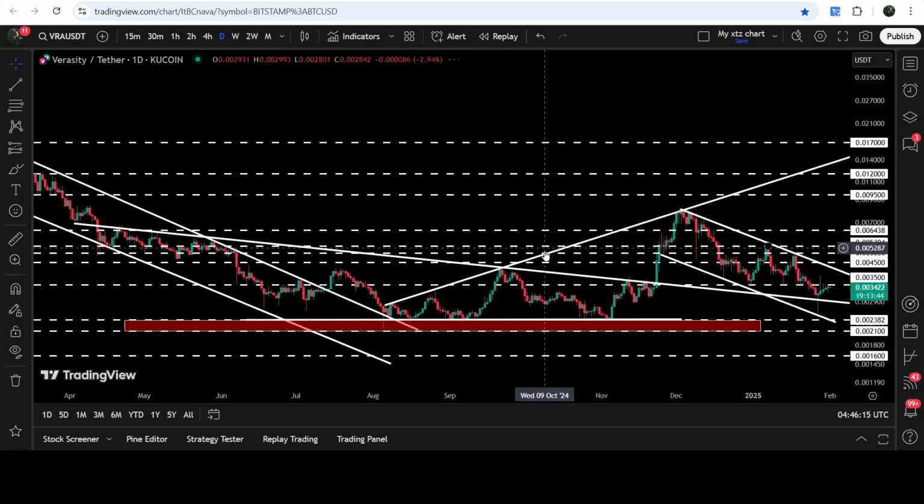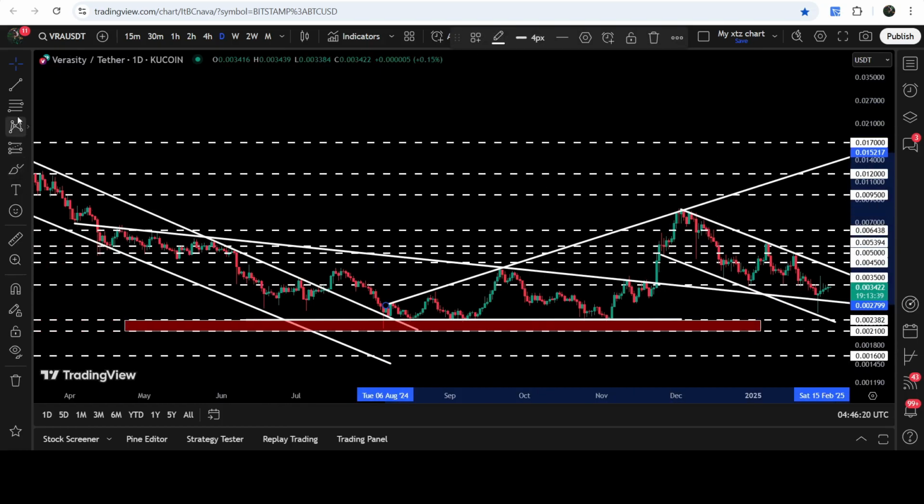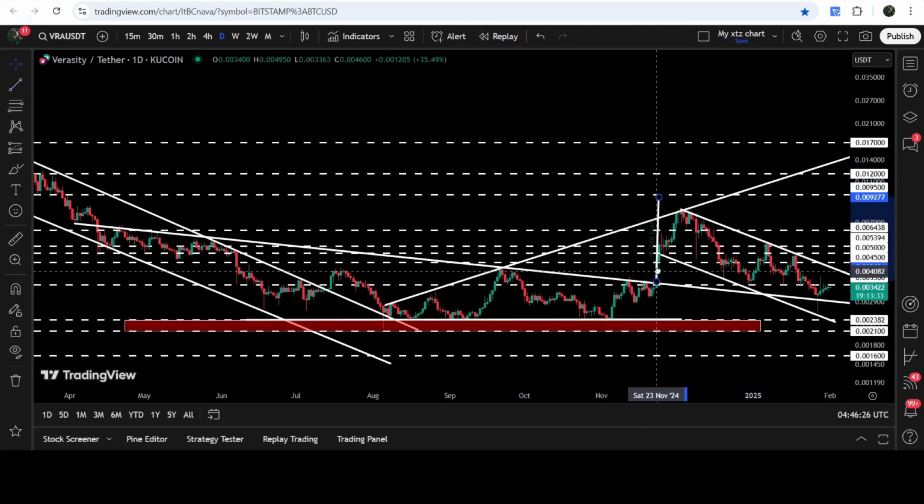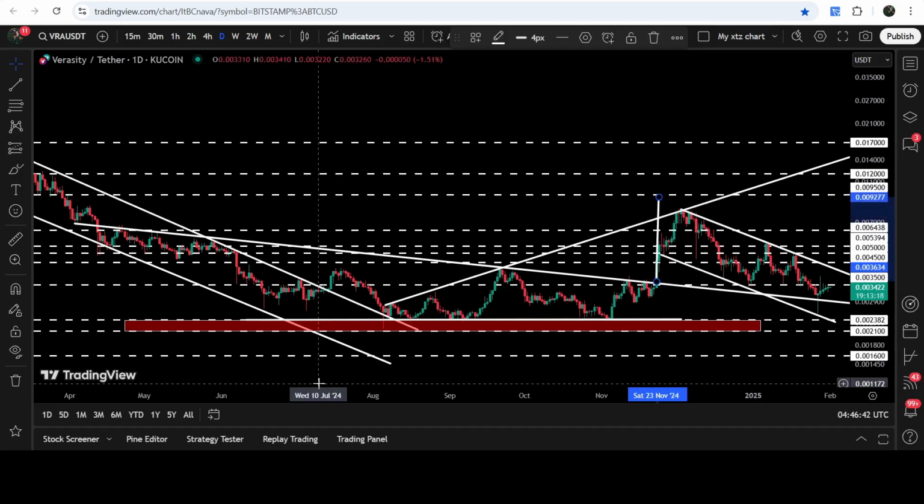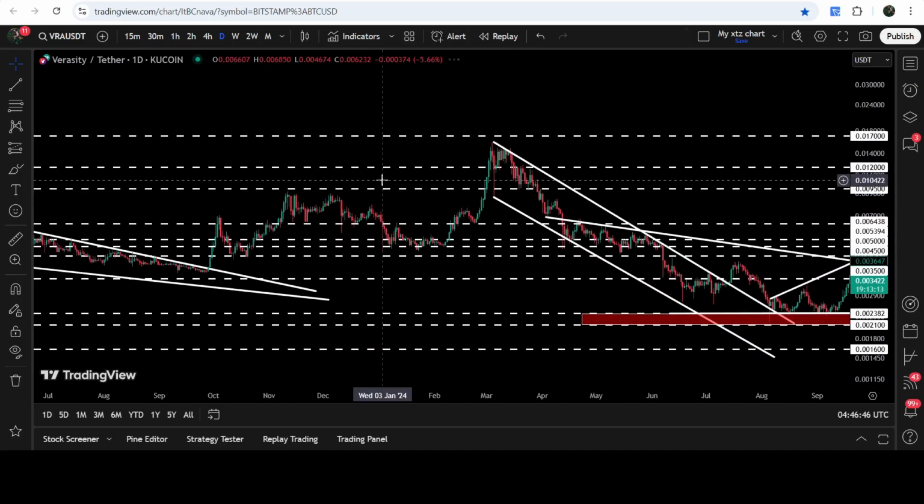As well, you can see that on this daily time frame chart, we have already broken out this descending triangle. And let me show the target for the breakout from this triangle as well. We broke out the triangle from here. And if we place it here, then almost at this resistance of $0.0095, we have the target for the breakout from this triangle, slightly higher than the target for the breakout from this channel.